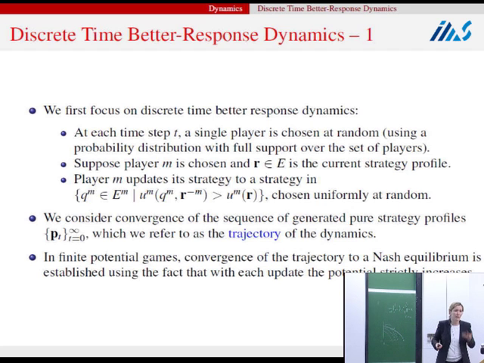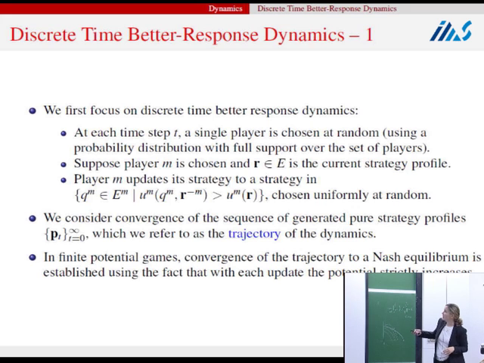Okay? So very simple. At each point in time, the player looks at his better responses and moves if there's a strictly better response. So I will consider convergence of the sequence of pure strategy profiles, and I will refer to that as the trajectory of the dynamics. It is well known that in finite potential games, trajectories converge to a Nash equilibrium, and this is just established using the fact that the potential keeps strictly increasing. You have finitely many strategy profiles, the potential is bounded from above, so you will hit the maximum potential, which is a pure Nash equilibrium.